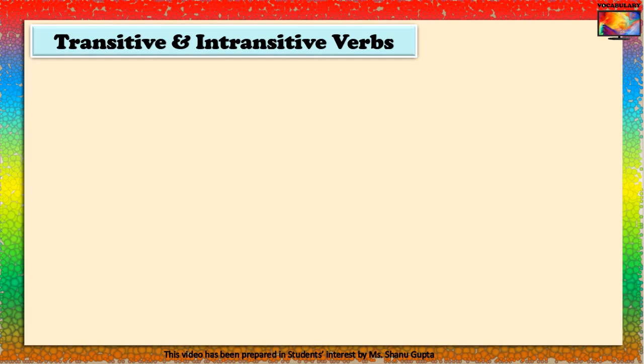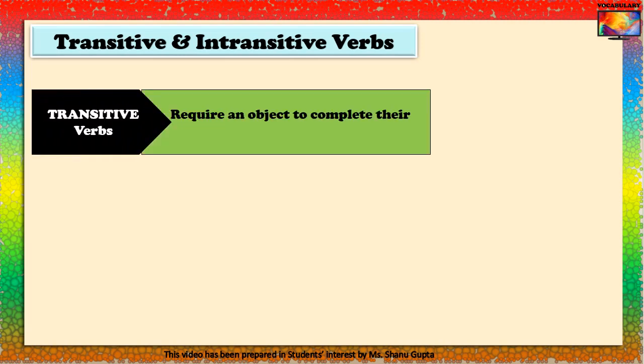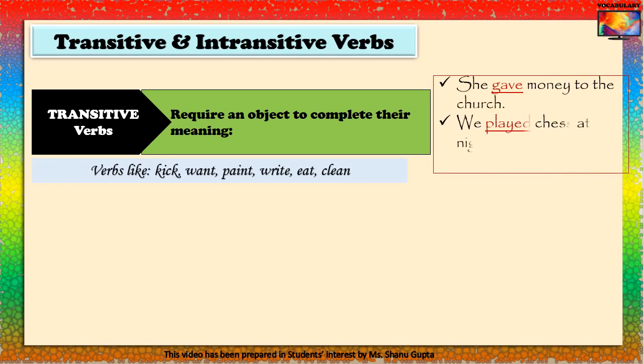Another classification of verbs is transitive and intransitive verbs. Transitive verbs are verbs such as kick, want, paint, write, eat, clean, etc., which require an object to complete their meaning. An easy check of whether an object is required or not after the verb is to ask the question what after the verb. For instance, she gave what to the church? The answer is money, which is the object.